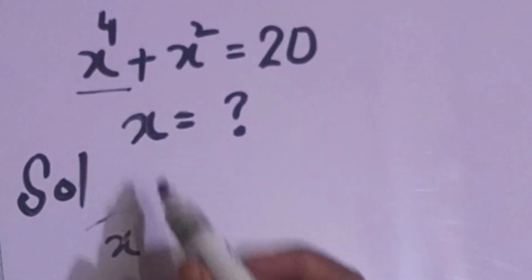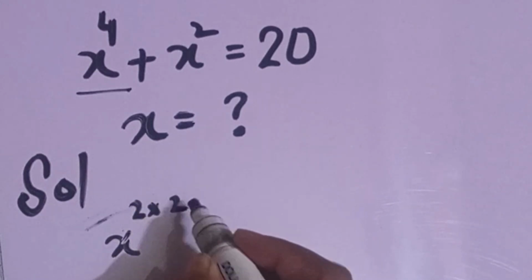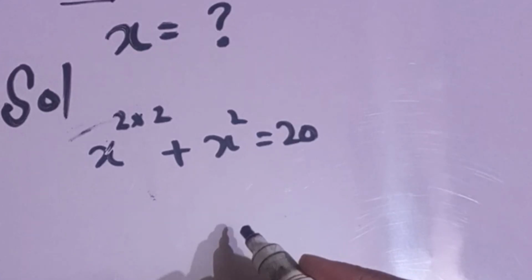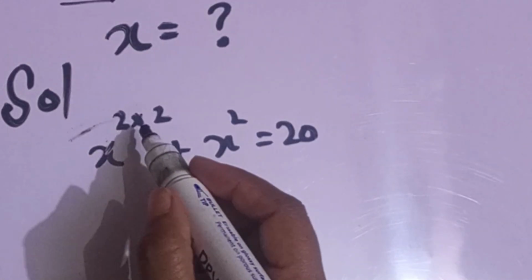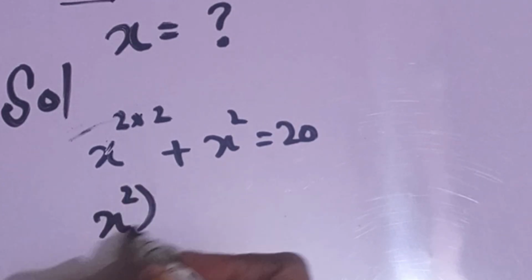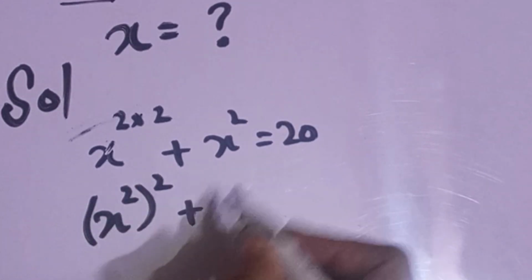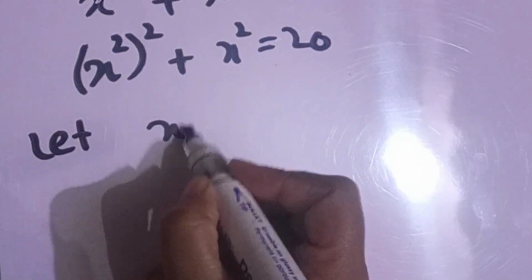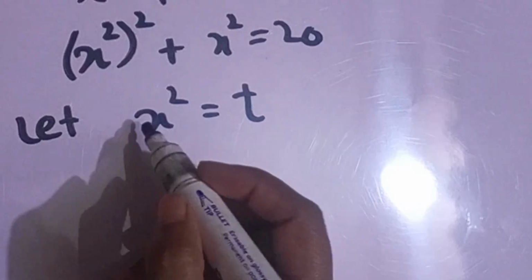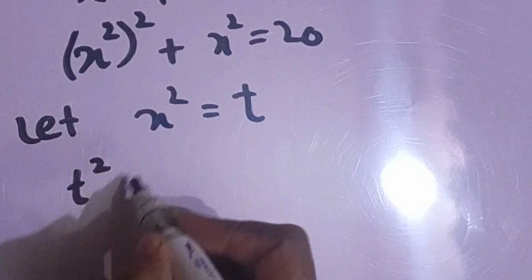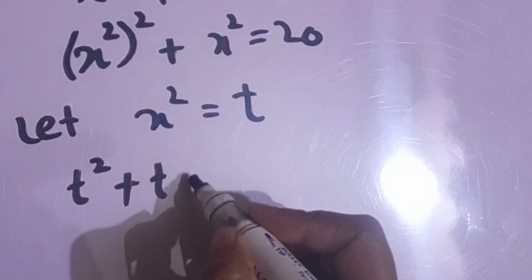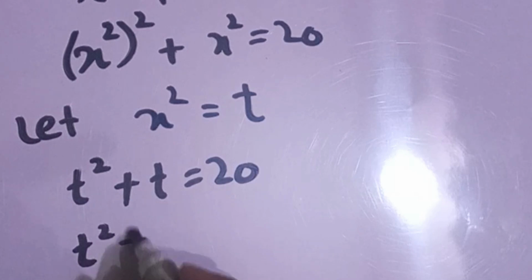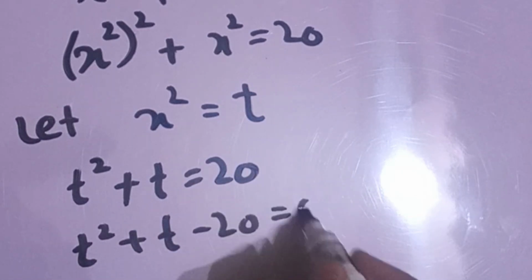Look at this first term. We write this 4 as 2 multiply 2, plus the next term x square is equal to 20. Now we write this power 2 multiply 2 as x square, then whole square, plus x square is equal to 20. Now in the next step we let x square be equal to t. Then the above equation will become t square plus t is equal to 20. We subtract 20 on both sides, then we get t square plus t minus 20 is equal to 0.